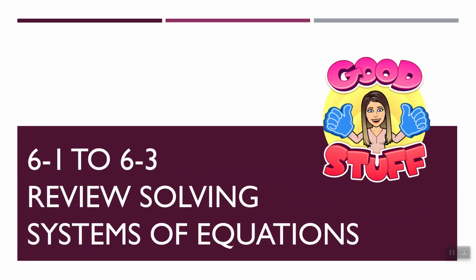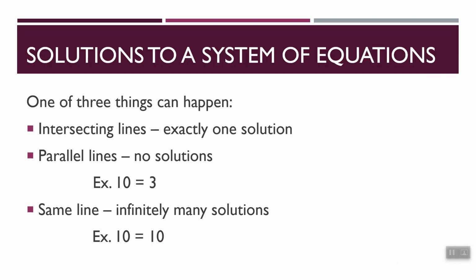Today's lesson is going to cover a review of the three sections and the three topics we've done with solving systems of equations. So remember, when you solve a system of equations, your solution can be one of three things. We can have intersecting lines where they have exactly one solution, which would be the ordered pair where they intersect. We can have parallel lines or no solutions, and we could also have the same line or infinitely many solutions. Today we're going to review graphing, solving by elimination, and by substitution.